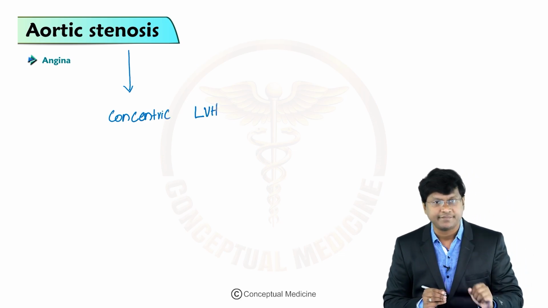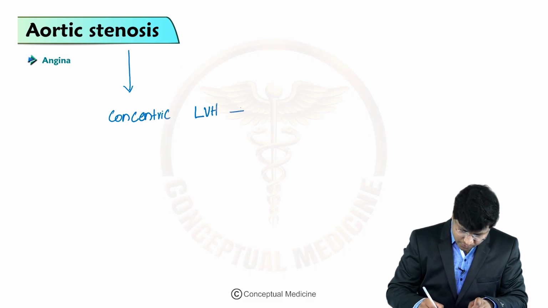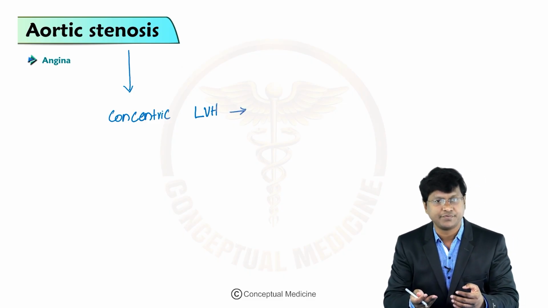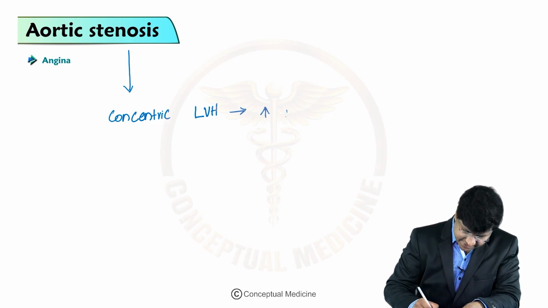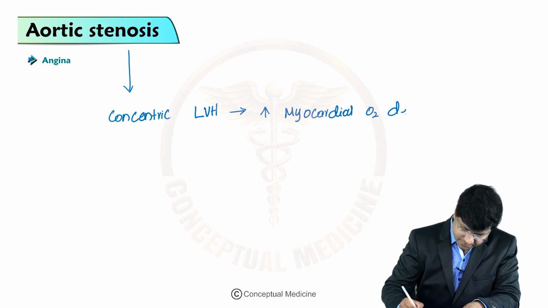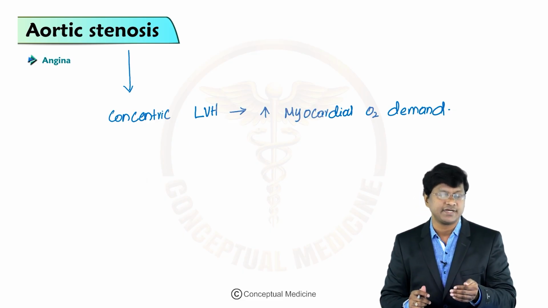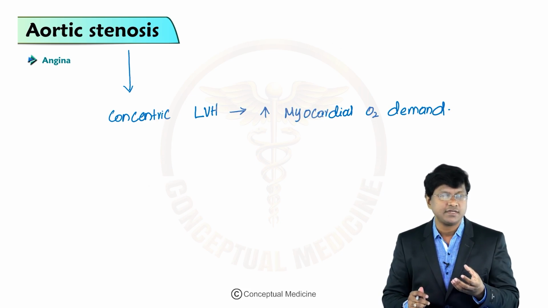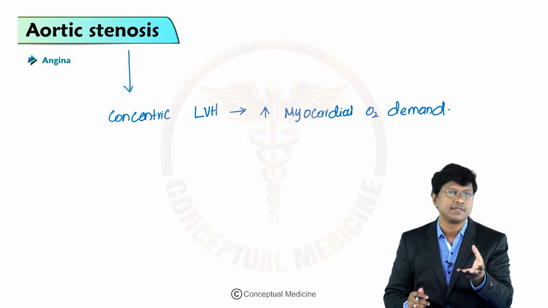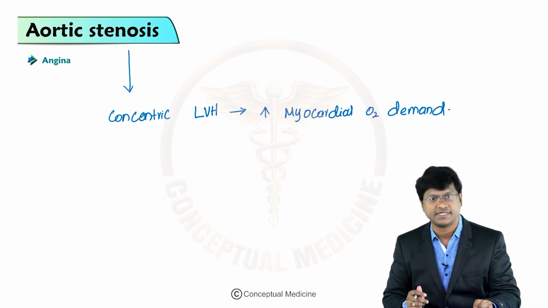Right, there is concentric left ventricular hypertrophy. So, once there is concentric left ventricular hypertrophy, what will happen to your myocardial oxygen demand? There is an increase in the myocardial oxygen demand. Once there is an increase in myocardial oxygen demand, your left ventricle should be in a position to supply that increased myocardial oxygen demand.